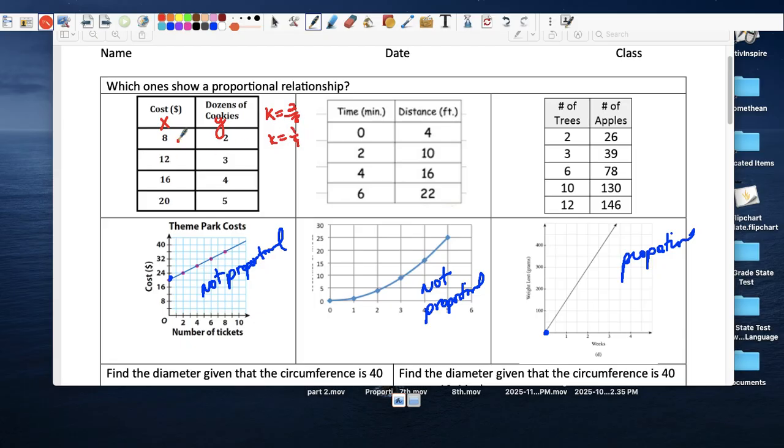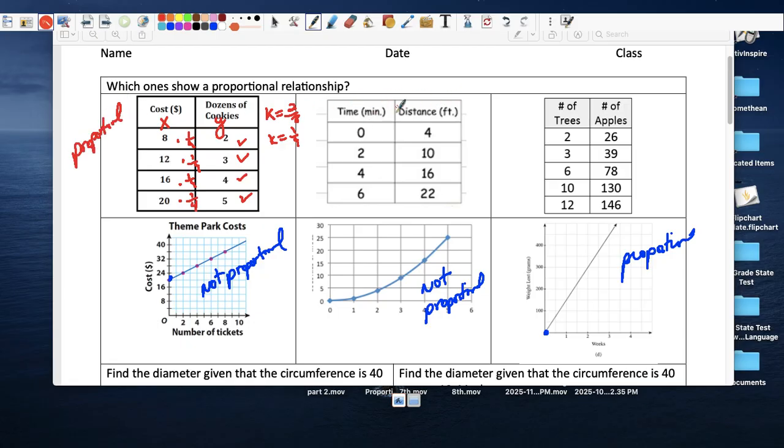So 8 times 1/4 is 2, that makes sense. Is 12 times 1/4 3? Is 1/4 of 12 3? Yes, it is. If you had 16 bucks and I took 1/4 of it, would it be 4? Yes, it would. So yes, yes, and yes. And then 20 times 1/4, is it 5? Yes, it is. So this is a proportional table.